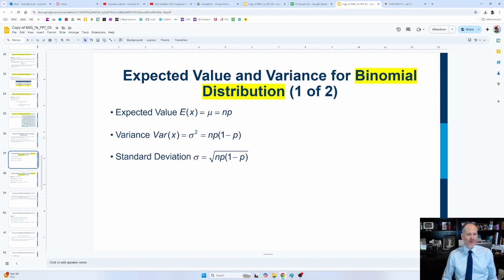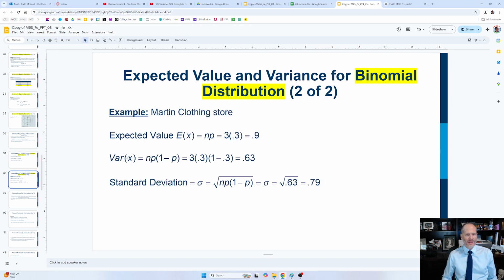And the next one we're going to look at is variance. So variance is n times p, and then multiply that by 1 minus p. Here it's 3 times 0.3 times 1 minus 0.3, and that gives us 0.63. That's how you calculate the variance for binomial distribution. And then standard deviation is the square root of that. So you take the square root of 0.63, and we get 0.79. So there's your standard deviation.